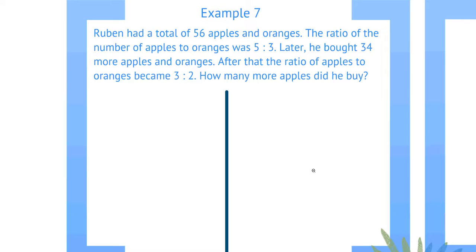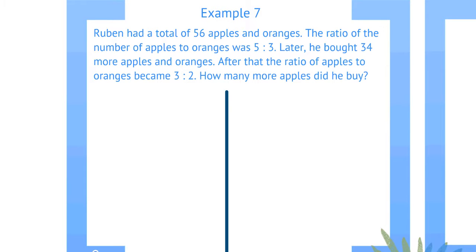Reuben had a total of 56 apples and oranges. The ratio of the number of apples to oranges was 5:3. Later, he bought 34 more apples and oranges. After that, the ratio of apples to oranges became 3:2. How many more apples did he buy?